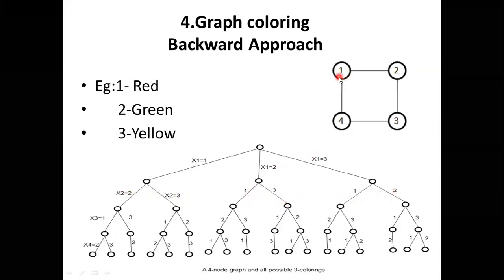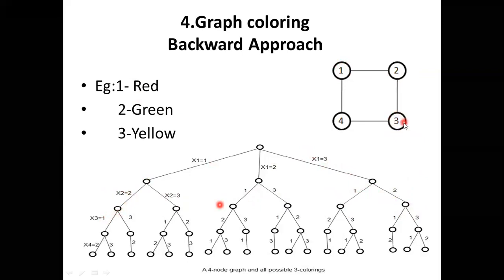Third, for the first one, I can use yellow. Then for 2, I should not use yellow. I should use red and green. X1 is 3, then I can use 1 and 2. That means red and green I can use for the second one. I hope it's clear. That is X2. That only it is showing here. Correct? Now in the next level you have to see we are writing for X3.